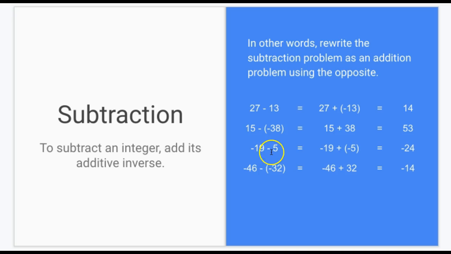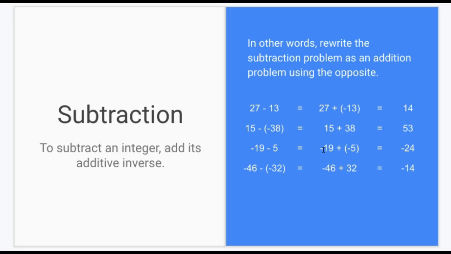Negative 19 minus 5. Okay? Negative 19 plus a negative 5. Those signs are the same. They both are decreasing the value of the expression because we have a negative 19 and we're decreasing that negative 19 by 5. So we're adding 19 and 5, right? But we're still keeping that negative sign. This is just a quick recap.